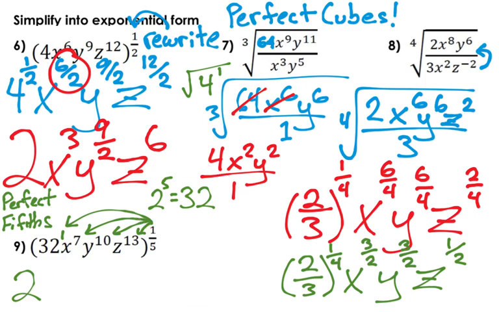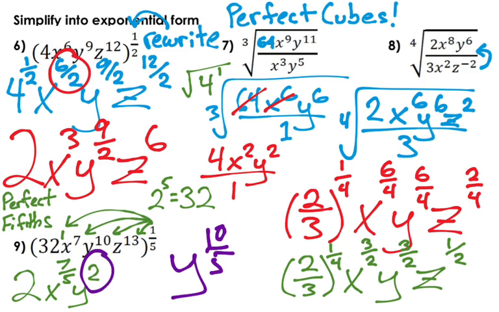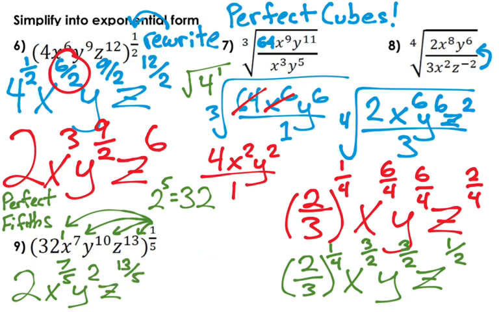Next, just do power over root with the remaining variables. You're going to have an x to the power of 7 over 5, a y to the power of 2, because it would have originally said y to the power of 10 over 5, and 10 over 5 would just reduce to 2. And then z to the 13th would become z to the 13 over 5th power. And that's all the simplifying you can do with that one. So we have done all that we need to do.